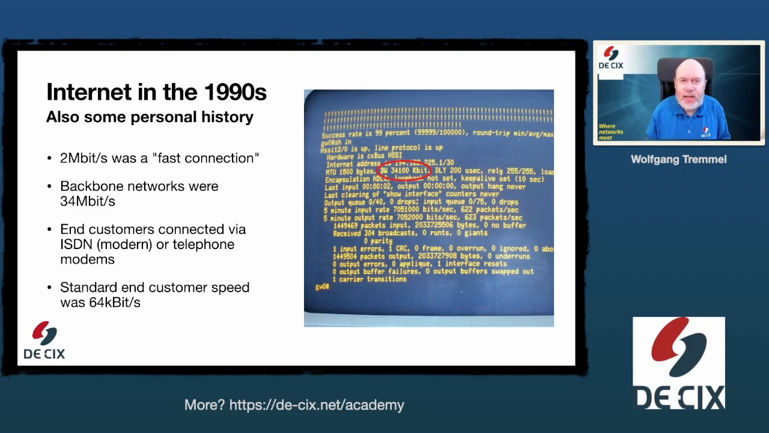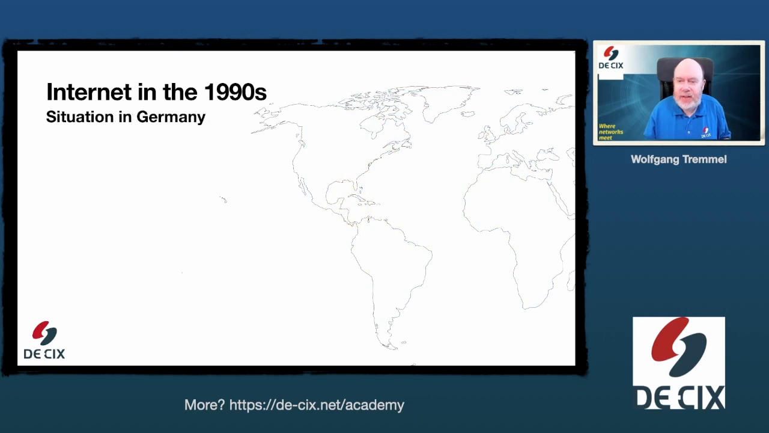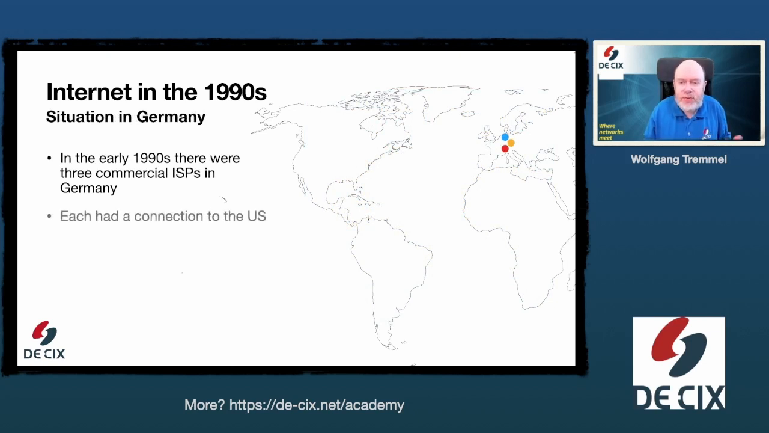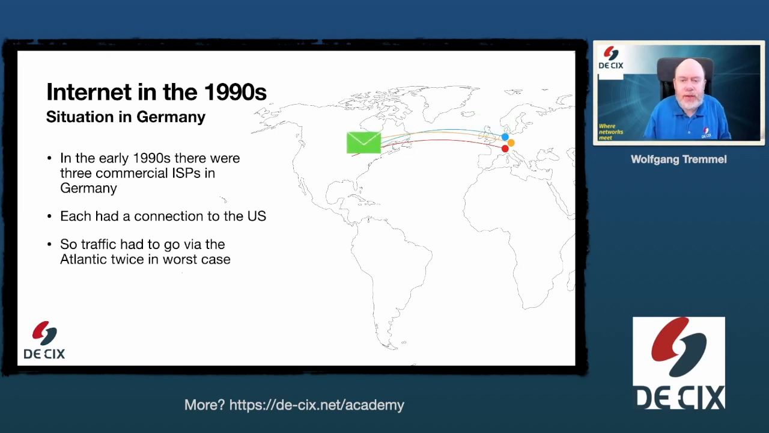So really, really slow in today's terms. In Germany, we had 3 commercial internet service providers in the 1990s. And each of them had a connection to the US via a transatlantic circuit, which was really expensive. And they were not interconnected between each other. So all traffic going from one end to the other had to go via the Atlantic twice in worst case. And like I said, that was very expensive.